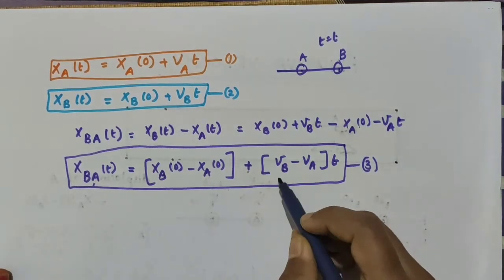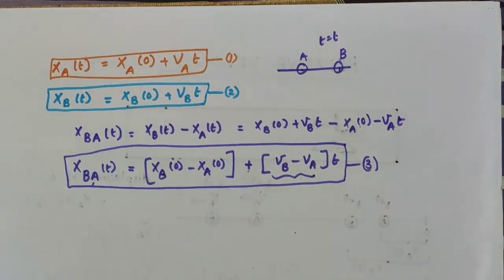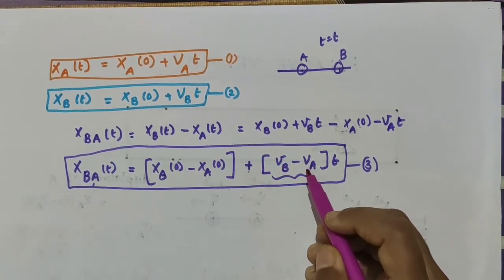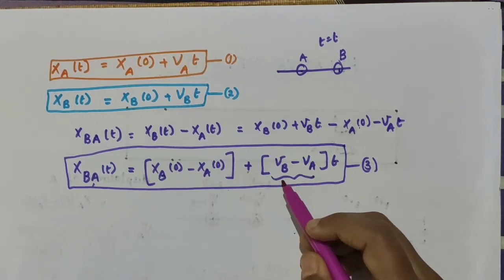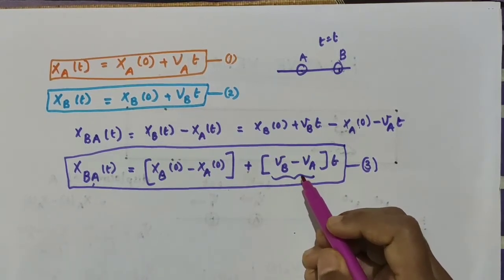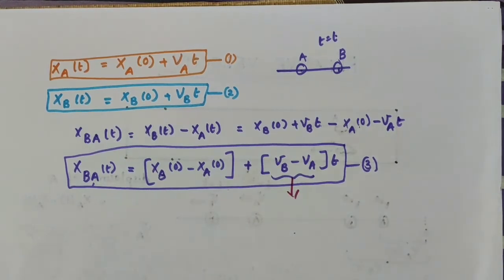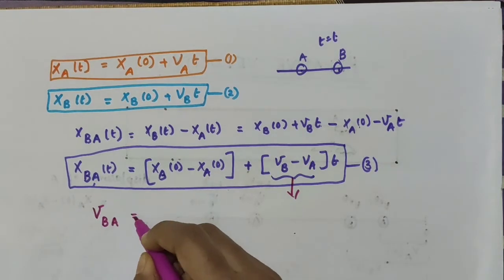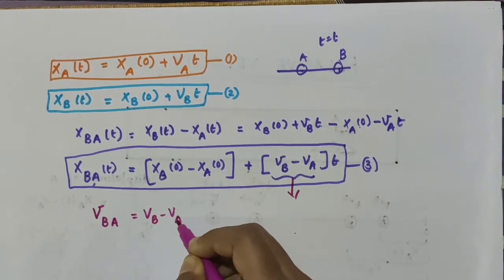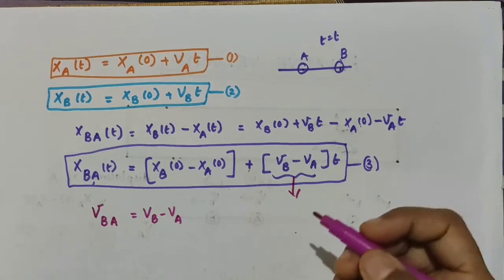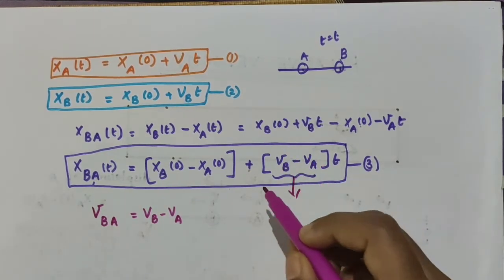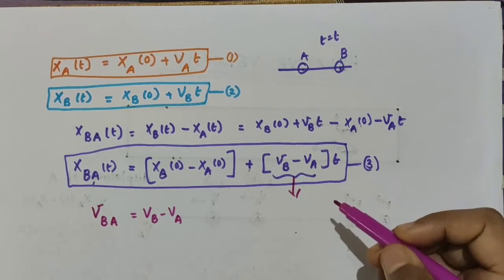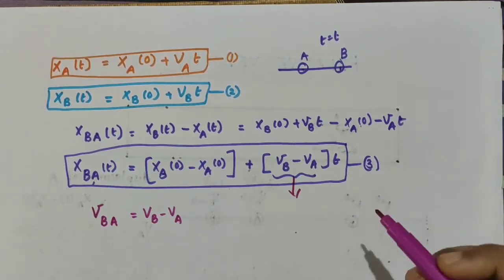Then this one, VB minus VA, is actually the velocity of B with respect to the object A. Velocity of the object B with respect to the object A. So this VB minus VA is the relative velocity. We are relating the velocity. The object B has some velocity, but with respect to A, it will have some other velocity. That is where the relative velocity comes in.